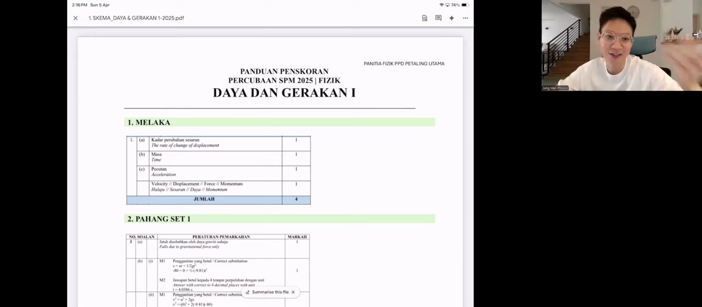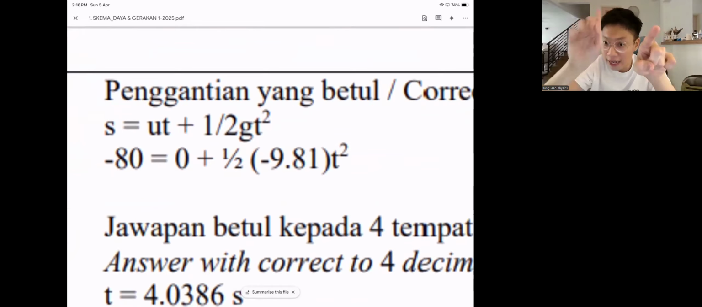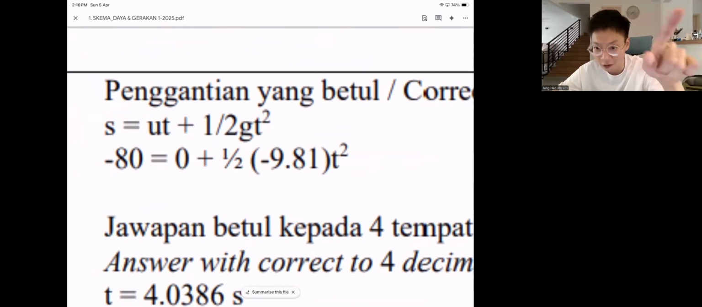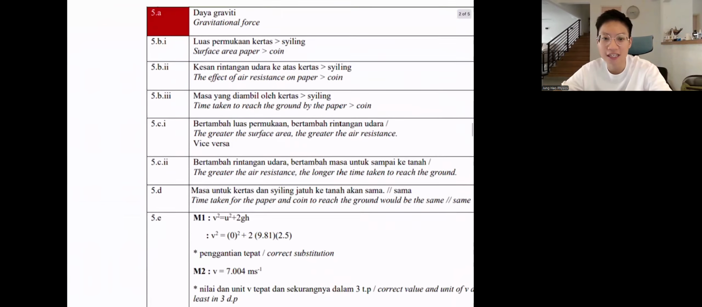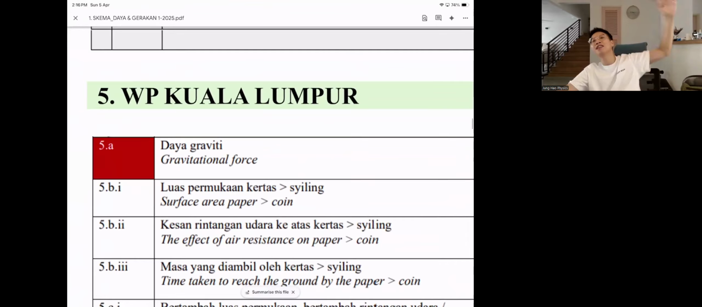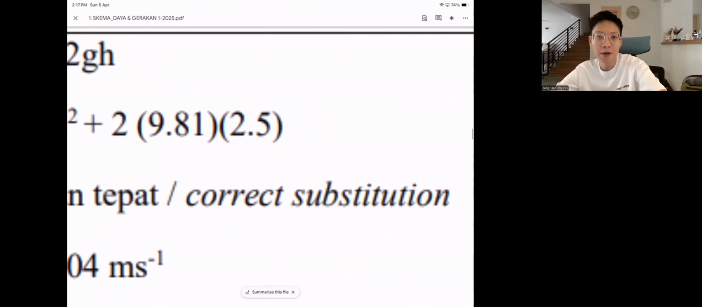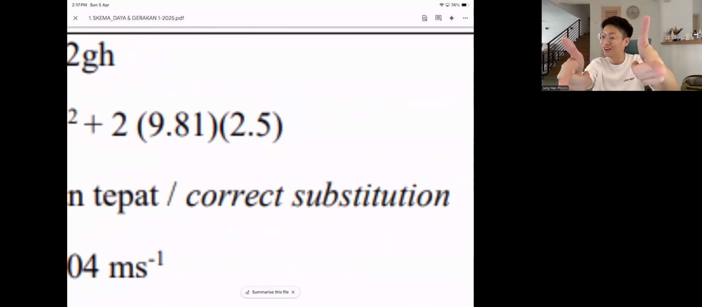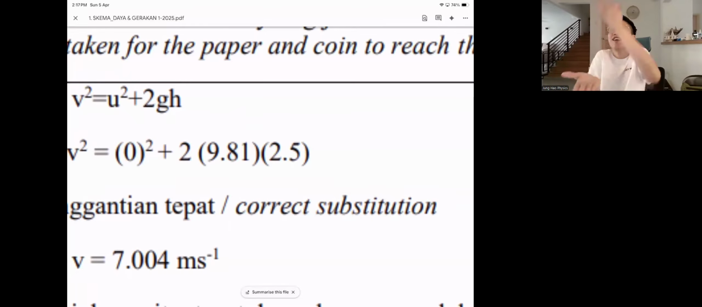Because everybody follows the scheme. Sometimes the S is negative, the A is negative. See? Negative, negative. But if you see, for example, in certain states, let's say Kuala Lumpur, anybody here from Kuala Lumpur? You will see that the 9.81 they use positive, the height also they use positive: 9.81, 2.5. Do you realize it? So actually, they are both acceptable. It's just depending on what your teacher's preference is.